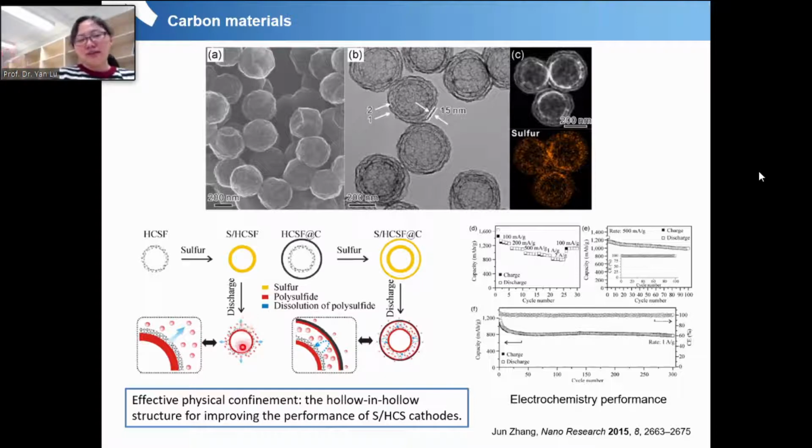But anyhow, you always have sulfur outside. Then on this side, you can always have dissolution of polysulfide in the system. However, if you have 2 layers of such structure, you can really confine the polysulfides in your hollow structure. In that case, of course, you can improve the physical confinement ability in the system. So this is one example. You can design your porous particle to improve the performance of lithium sulfur battery.